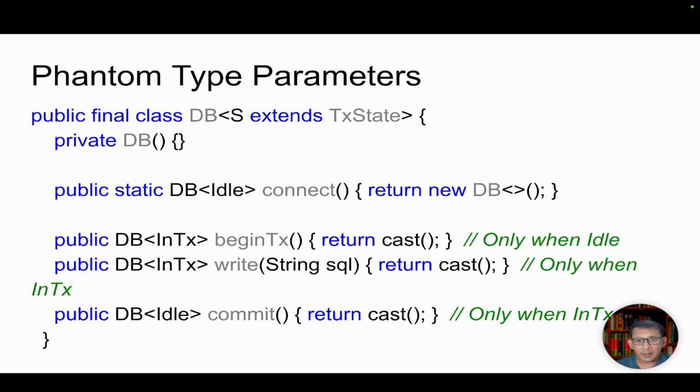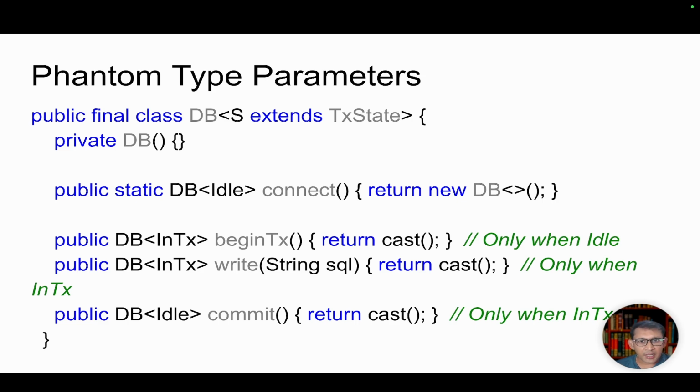The magic happens in the method signatures and in the cast helper method. When you call begin transaction on a DB idle, the method signature tells the compiler that it returns a DB in transaction. But what does the implementation actually do? It just casts itself to the new type. The object doesn't change at all, only the compiler's understanding of what type it is.